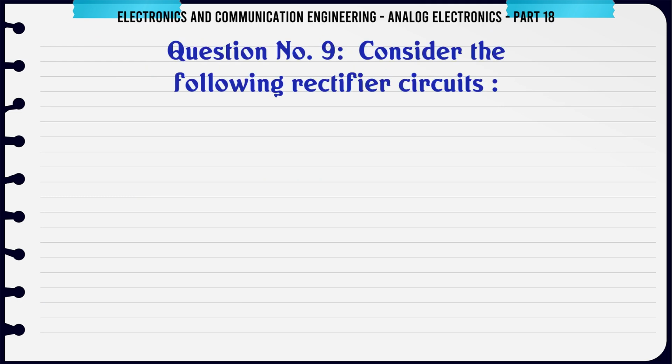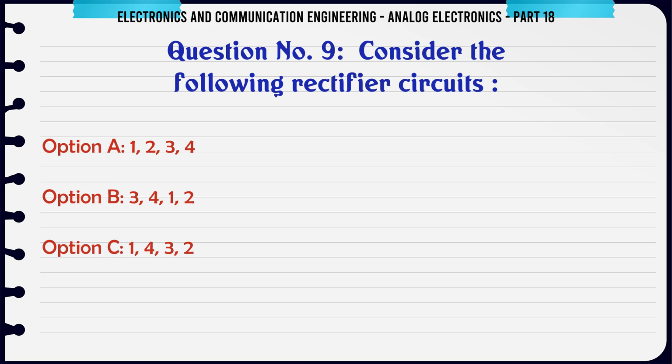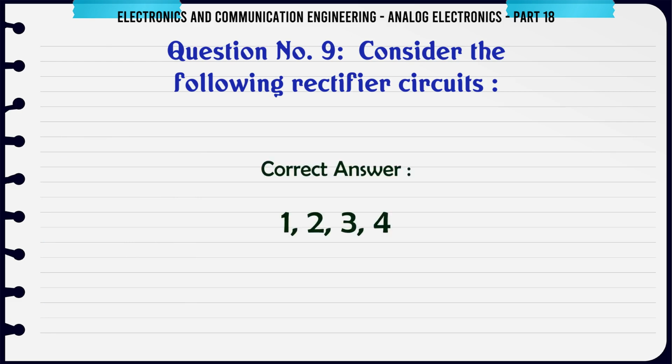Consider the following rectifier circuits: A. 1234, B. 3412, C. 1432, D. 3214. The correct answer is 1234.